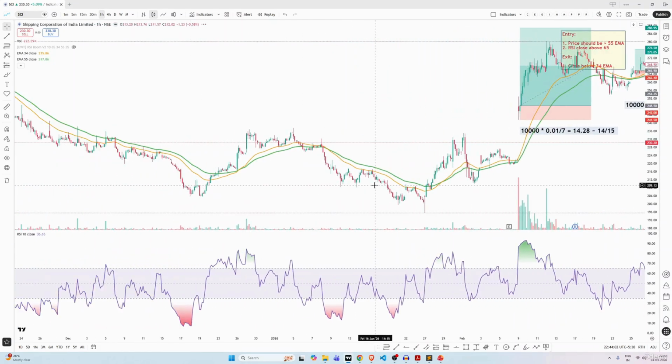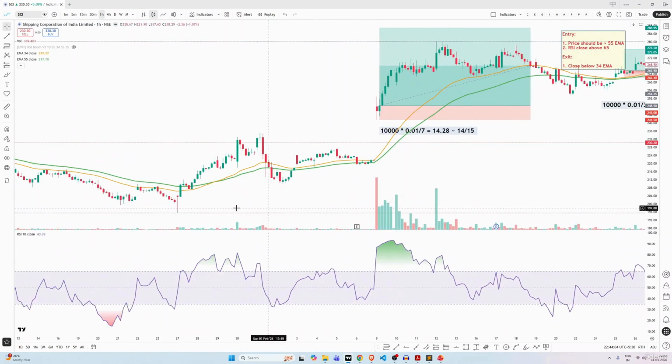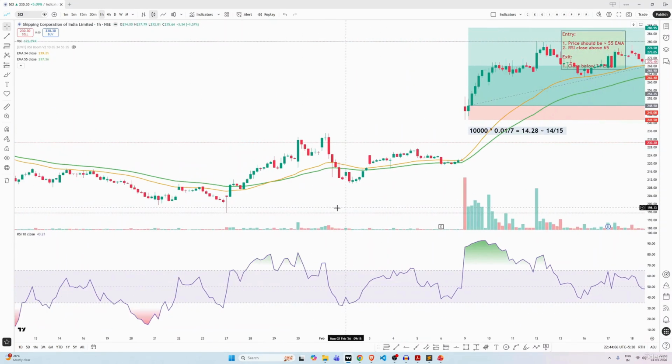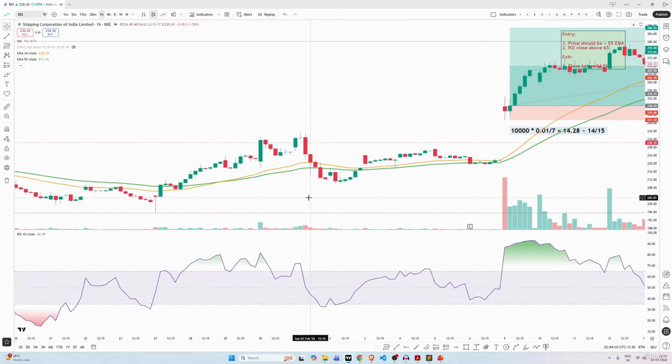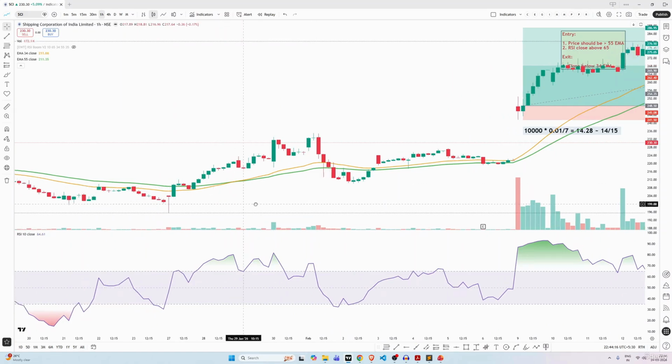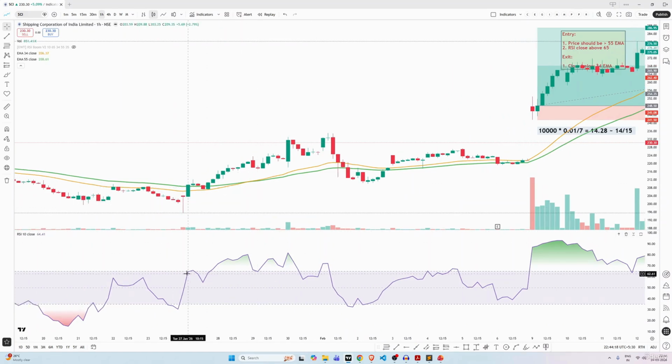So we can go back and see if we can find more setups. So here, if I go back in history, I'm taking some random trades, just to make you familiar with the strategy, how to pick the trades, right? So now here I can see this candle actually closed above the 55 EMA, but the RSI value was 64.41.